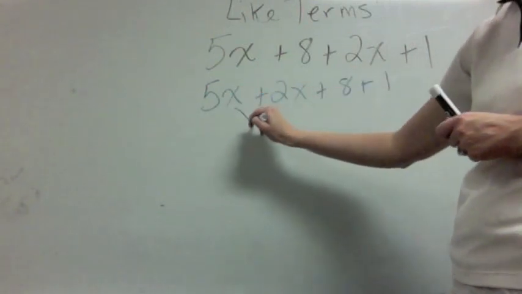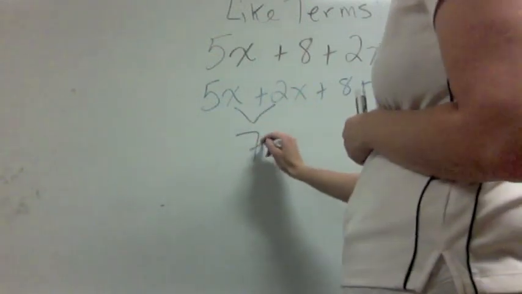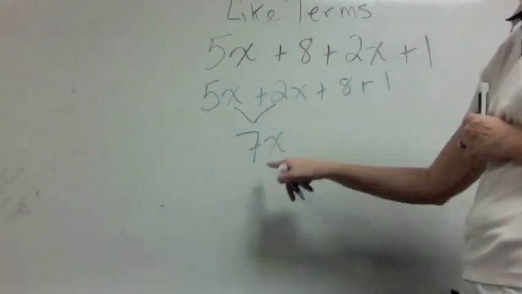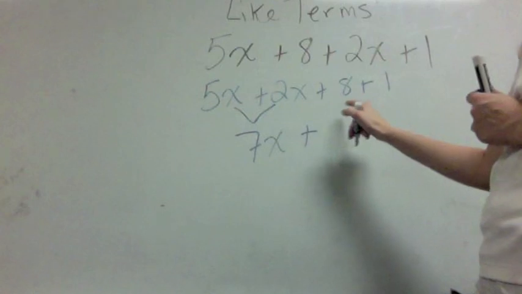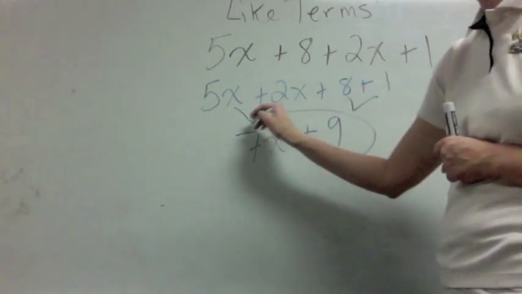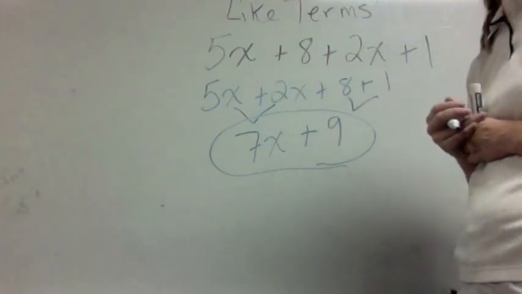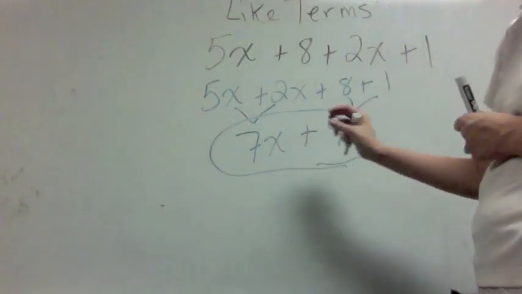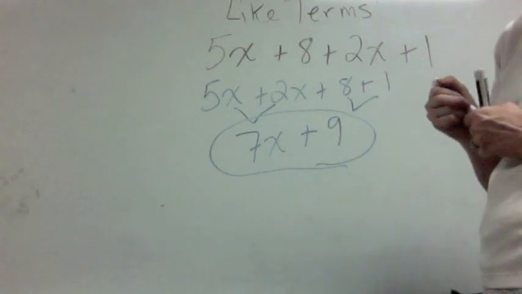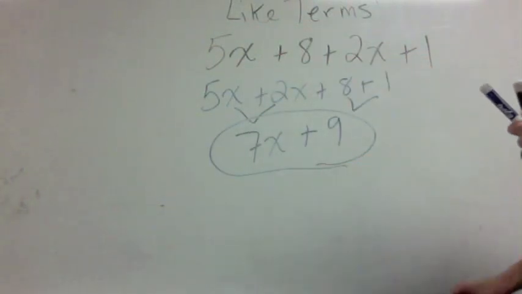What I'm going to do is go ahead and add my like terms. 5x plus 2x is 7x. If I have 5 x's and 2 x's, I have 7 x's. Drop the plus over here. 8 plus 1 is 9. And that is as far as you can go; that would be the final answer. You cannot simplify that any further. These two are not like terms. They cannot be added together. So 5x plus 8 plus 2x plus 1 becomes 7x plus 9.